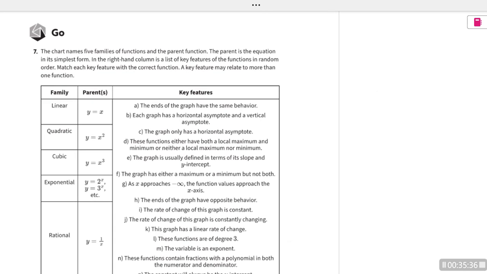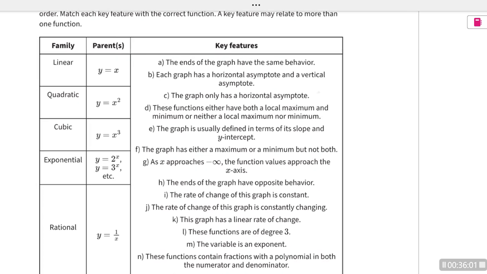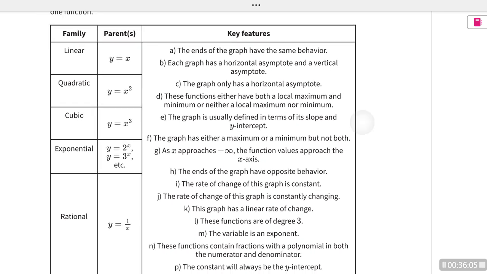Question 7. The chart names 5 families of functions and the parent functions. The parent is the equation in its simplest form. In the right-hand column is a list of key features of the functions in random order. Match each key feature with the correct function. A key feature may relate to more than one function. Let's see if it goes on to the other page. Nope. So this is all our key features. So I'm going to zoom up nice and big here so we can see it all.